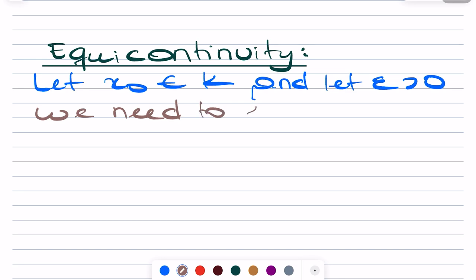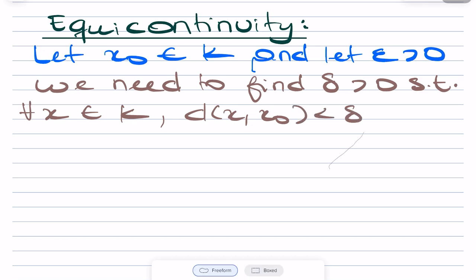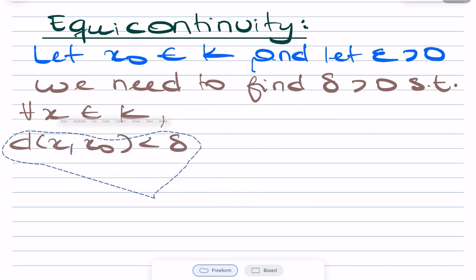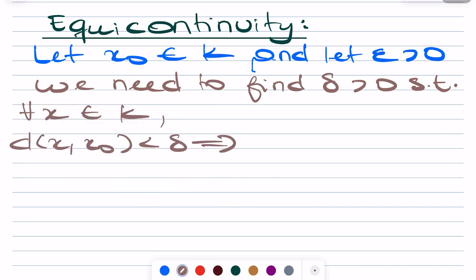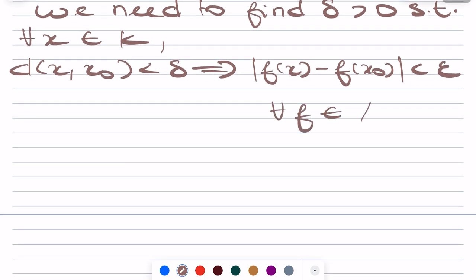to find delta positive such that for every x in K, the distance of x to x0 less than delta implies that the absolute value of f of x minus f of x0 is strictly less than epsilon for every f in H, of course. So this is what you have to show.